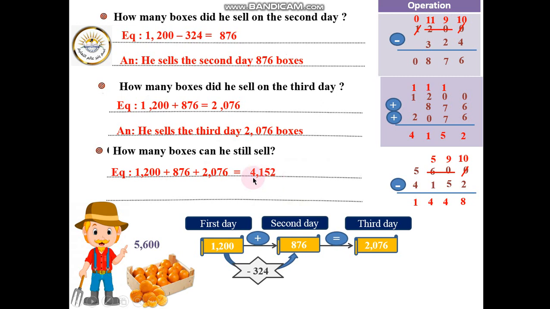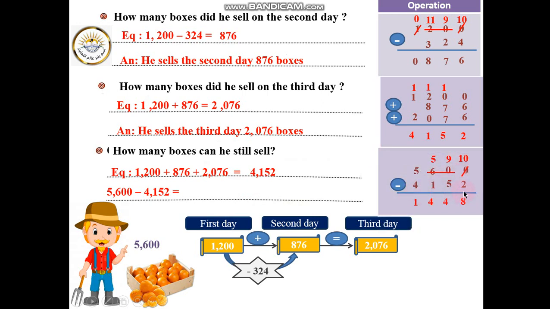Now we're going to see how many boxes he has left. If you want to know how many boxes he has left, we're going to take the number of the boxes sold from the number of the original boxes. So we're going to perform the subtraction, and we're going to do 5,600 minus 4,152. If we want to know how many boxes he can still sell, we should do the minus. We're going to take 5,600 minus 4,152. Let's perform here the operation.